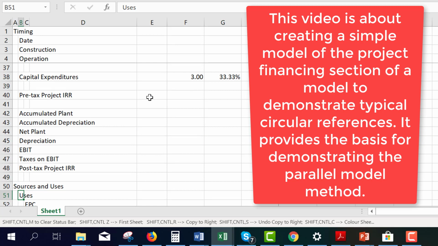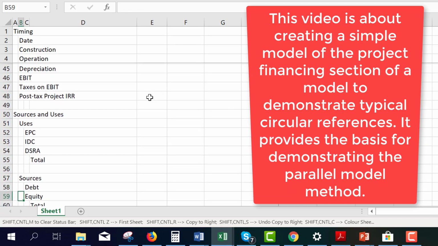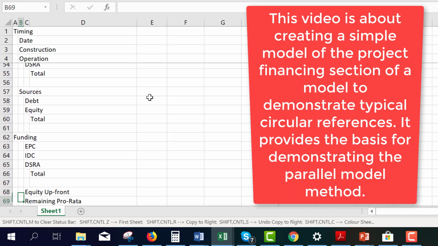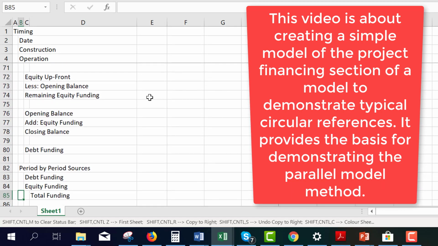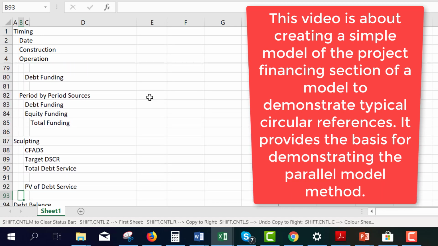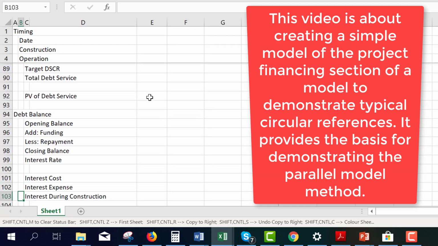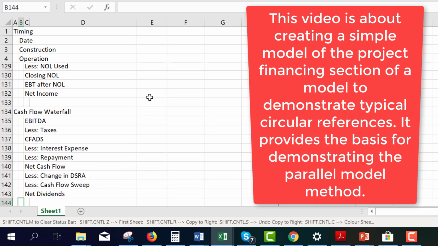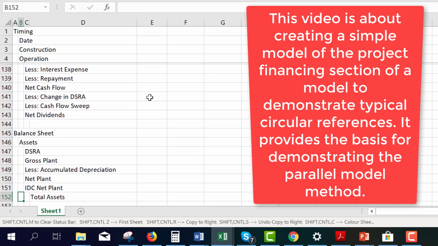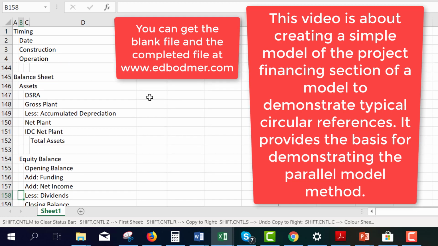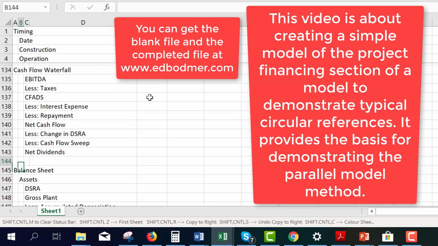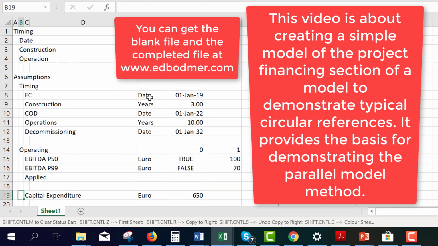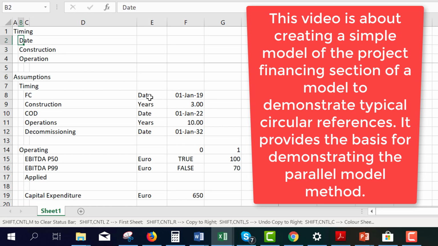I'm getting interrupted as usual. And then I put the sources and uses summary in, and then a funding section. Then a sculpting section, and then a debt balance schedule, a DSRA, a profit and loss, a cash flow waterfall, and a balance sheet. That's the structure, and finally, maybe an equity IRR. That's what I want to do, and I want to do it very, very quickly.